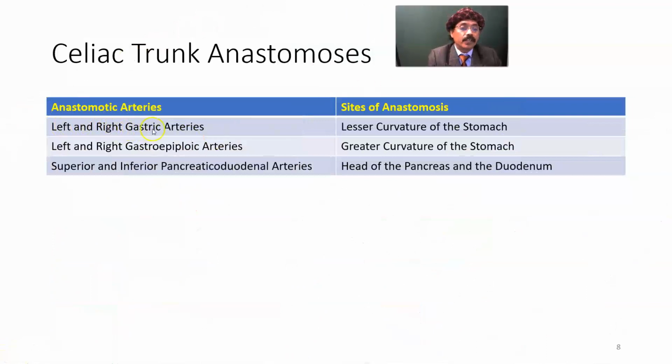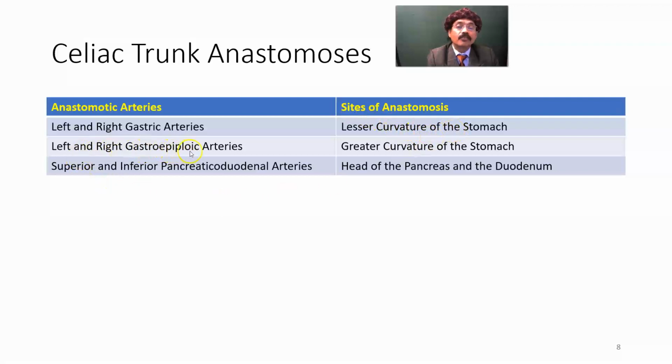Right and left gastric arteries along the lesser curvature of the stomach. The left gastric artery is a branch of the celiac trunk. The right gastric artery may be a branch of the hepatic artery proper, or may be a branch of the common hepatic artery. And the site of anastomosis is the lesser curvature of the stomach.